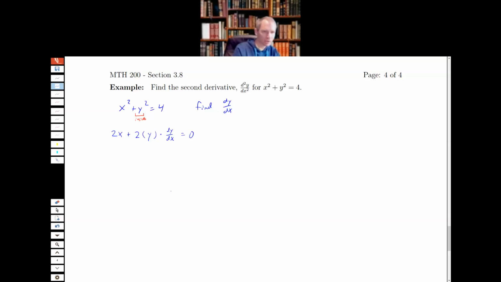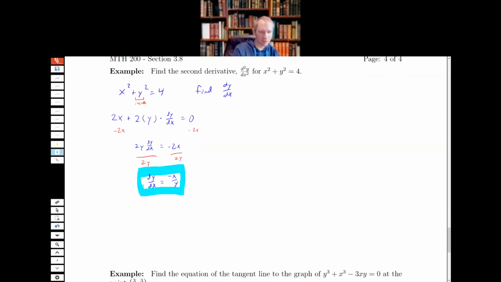So 2x plus 2y dy/dx equals 0. I'm going to subtract 2x from both sides. So 2y dy/dx equals negative 2x. And then I'm going to divide both sides by 2y. So dy/dx is negative x over y. So this is our first derivative.